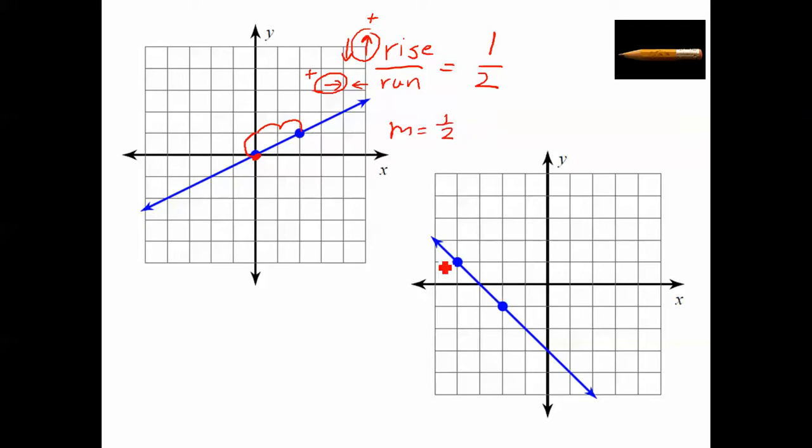Okay, let's look at another one. We're going to do again rise over run. Rise is up or down. Run is right or left. These are our positive movements. These are our negative movements.